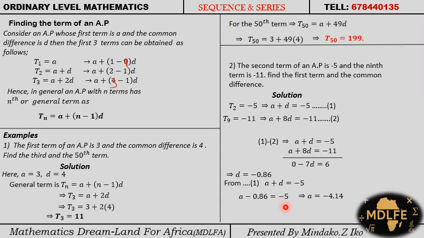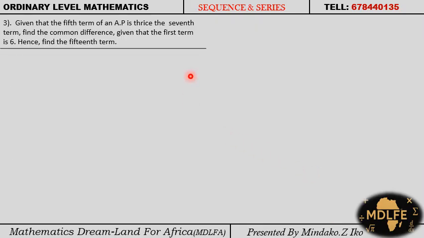Hence, as the question asks, my first term is -4.14 and my common difference is -0.86. So that is it. All right, let's move to the next question.